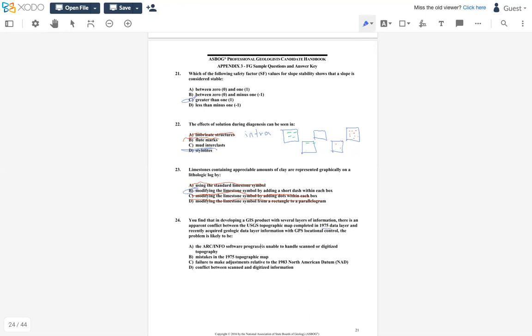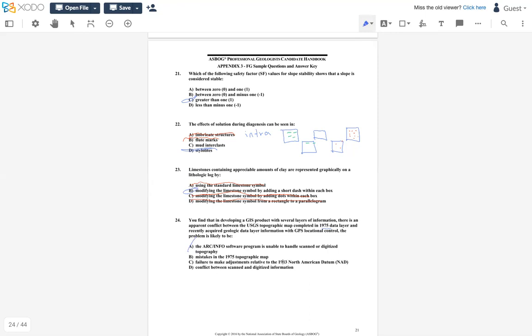So this is probably unlikely. Mistakes in 1975 topographic map, maybe. Again, I'm going to say unlikely. And again, that's likely is the answer we're looking for.